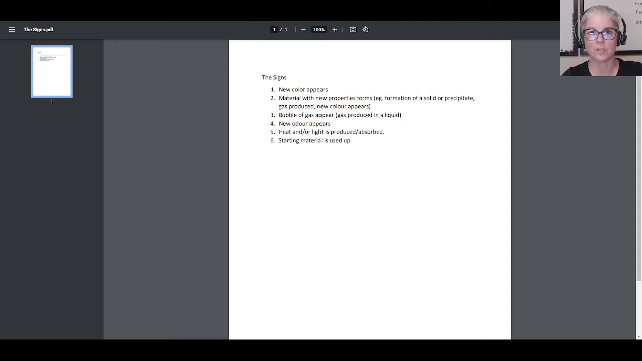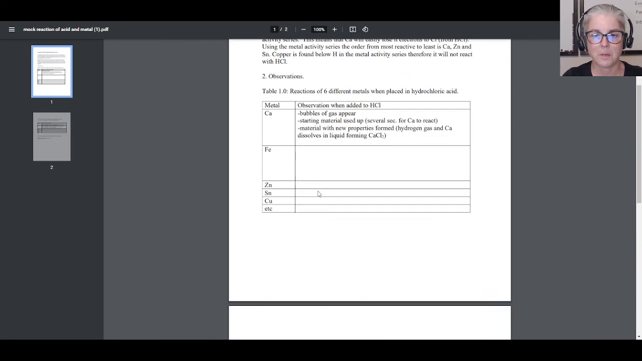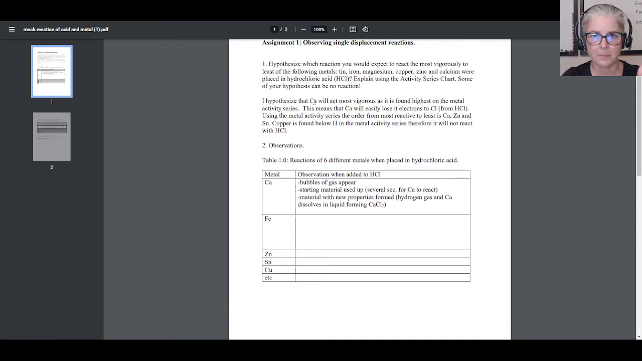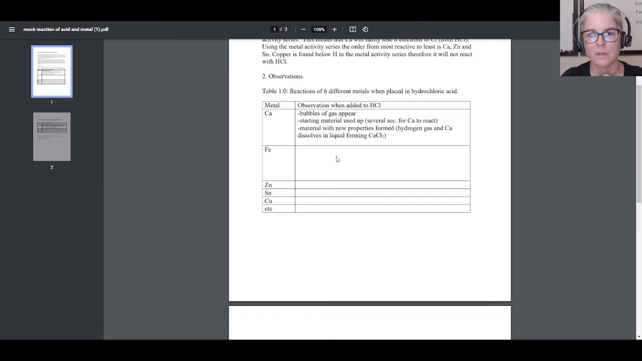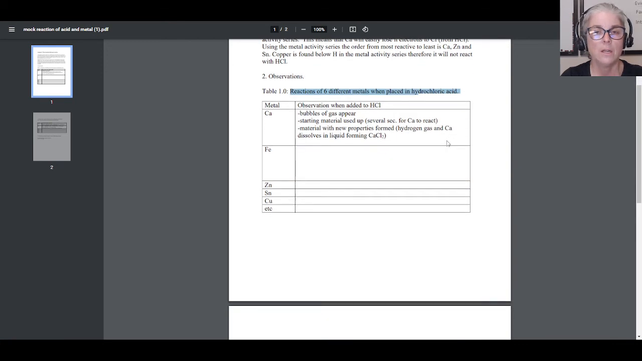Okay. So now you've got your signs, you've got your activity series, you've got your experiment template. I just copied this from the assignment folder. And so then I've done my prediction, my hypothesis. And now number two asked you to do the observation. Always create a table. I like to put a number in there, table 1.0. I like to have a good title, reactions of 6 different metals when placed in hydrochloric acid.